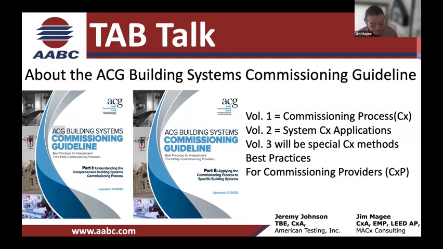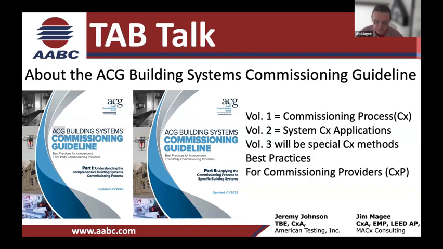The ACG Building System Commissioning Guideline presents best practices and details on commissioning specific types of buildings. It's a new publication that offers insights and strategies. It's totally electronic, available to members and also available to subscribers. Building owners largely can subscribe for free. The excerpt that was in the TAB Journal comes out of volume 1.